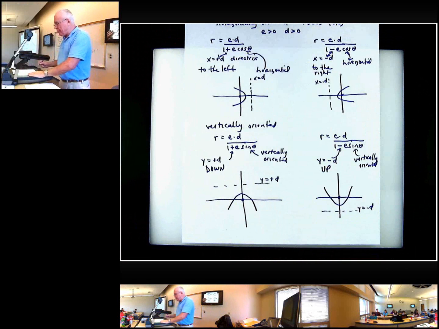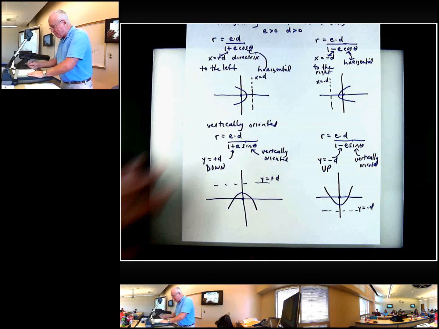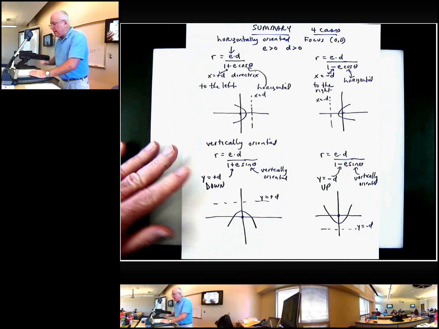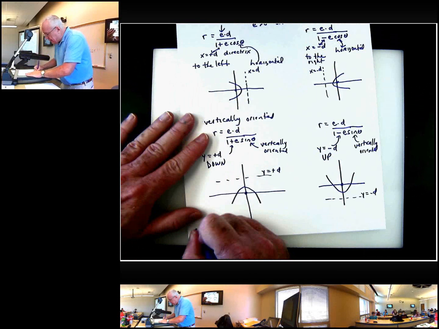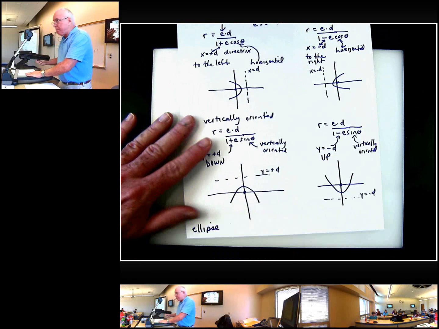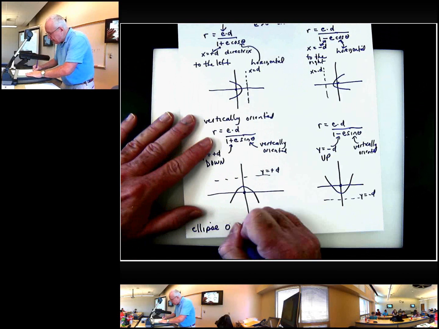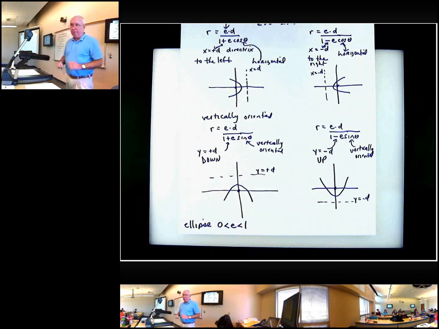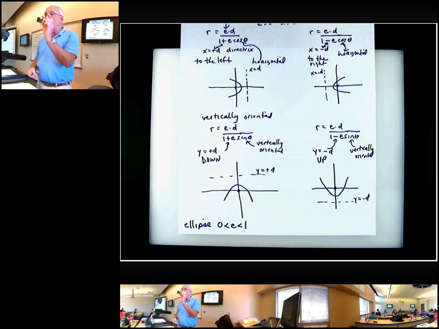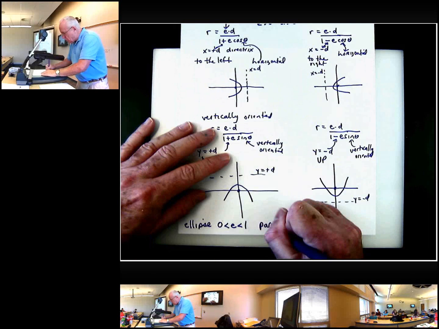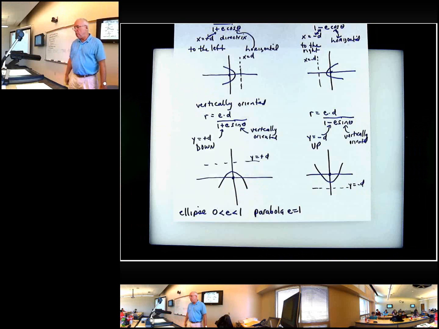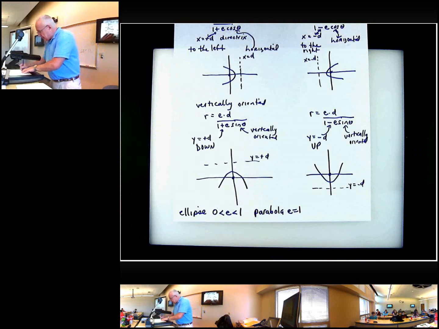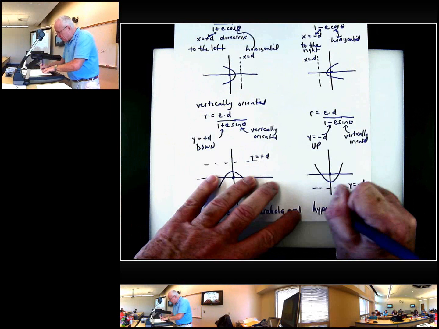One thing that's interesting, let me put this down here at the bottom of this page, because I haven't emphasized this enough. We're trying to have this e, this eccentricity. This curve will end up being an ellipse if e is between 0 and 1. Actually, if it's equal to 0, it'll be a circle. If e is exactly equal to 1, this curve will be a parabola. And finally, it's a hyperbola if e is bigger than 1.